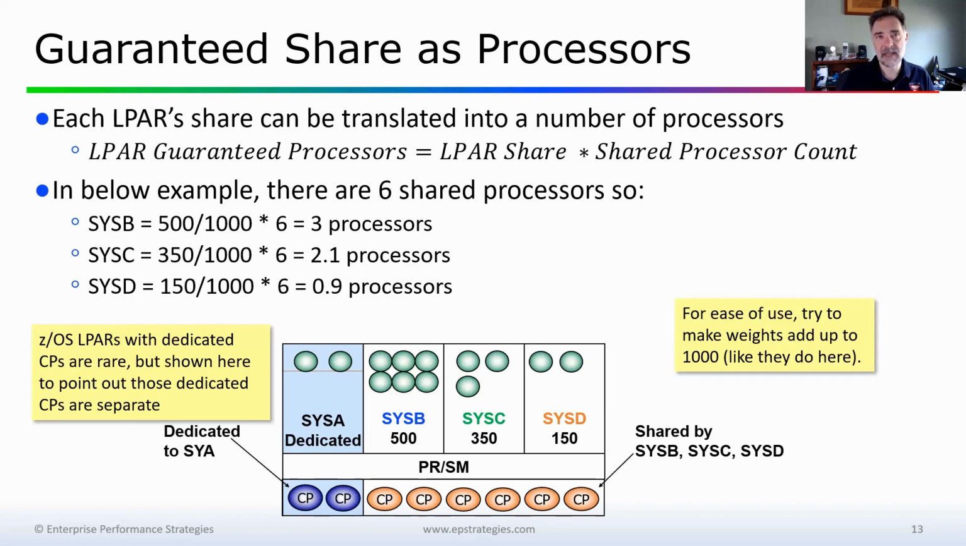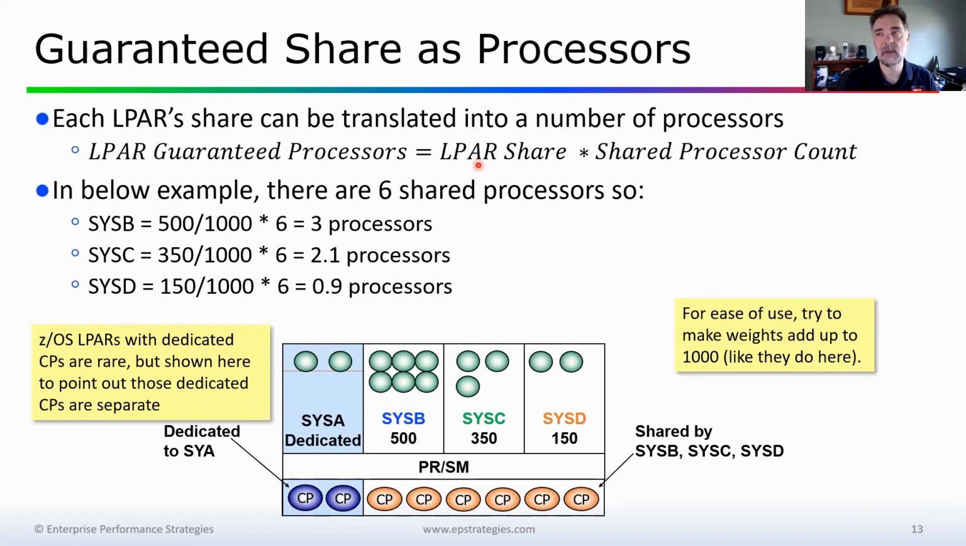You do that on the HMC with something called the weight. You have separate weights for each class of processor. So the zIIPs will have a different weight than the IFLs and the GPs and the ICFs, for example. And basically, the relative amount of resources that the LPAR gets is the relative weight compared to the total weight of all active LPARs on the machine. So, we can express this in terms of a number of guaranteed processors.